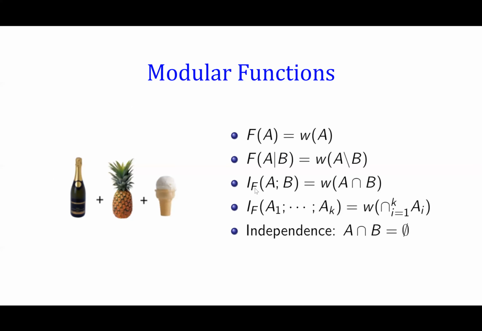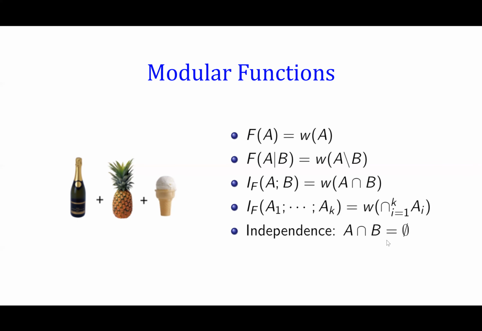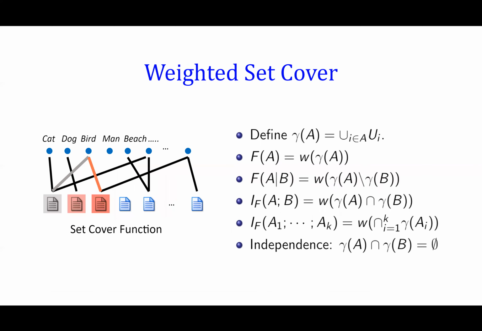This is a set difference. The mutual information is w of A intersection B, and two sets are independent if they are disjoint. All of this follows intuitively by looking at the entropy and at independent sets of random variables.